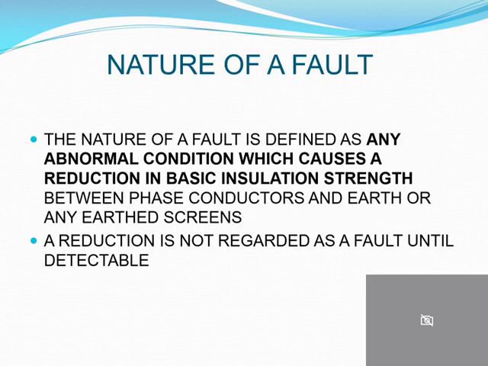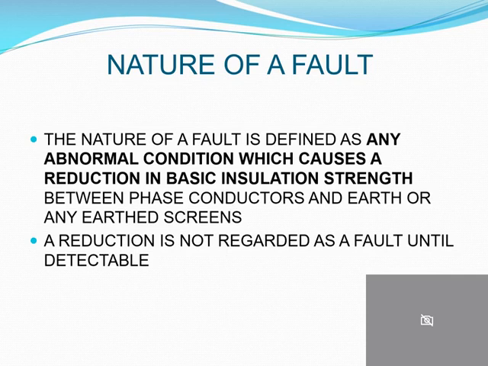So when we speak about the nature of a fault, we are talking about the behavior of that element of the fault. And in this case, we say that the nature of a fault is defined as any abnormal condition which will cause a reduction in your basic insulation strength between your phase conductors and earth, or any earth screens. So in other words, your insulation is what is protecting your fault currents from escaping from one phase to the other phase, or from a phase to earth.